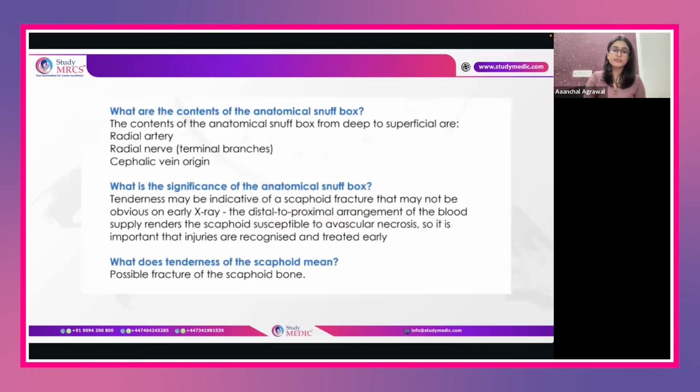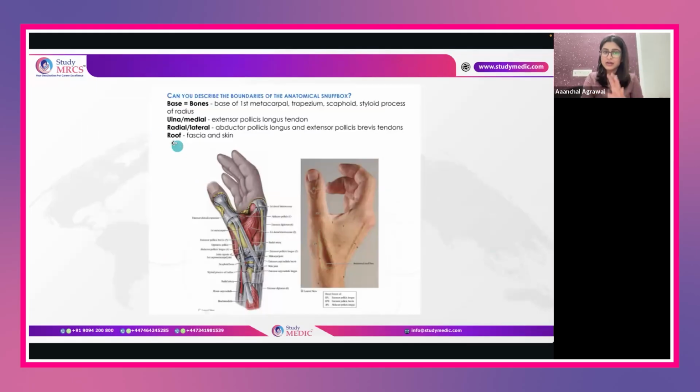Okay, what is at the floor? Mainly the clinical significance lies around the floor, the base of the anatomical snuffbox. Here we can see one bone, the scaphoid. If there is any pain in the anatomical snuffbox area, what will be the clinical finding? It can be due to a fracture of the scaphoid bone. We cannot miss this. We have to do an X-ray of the wrist and check if there is any fracture of the scaphoid, because this can easily lead to avascular necrosis of the proximal part of the scaphoid.